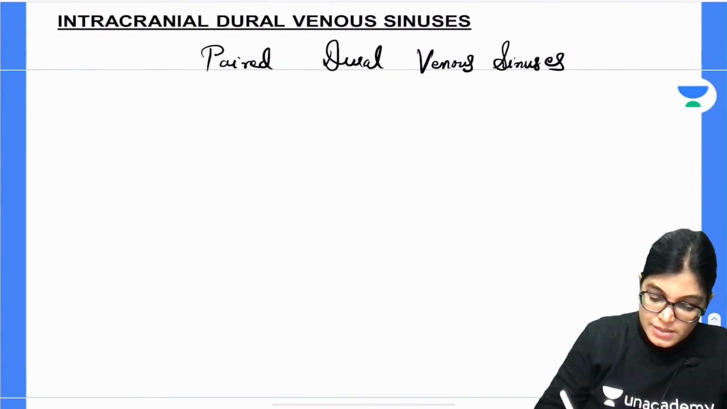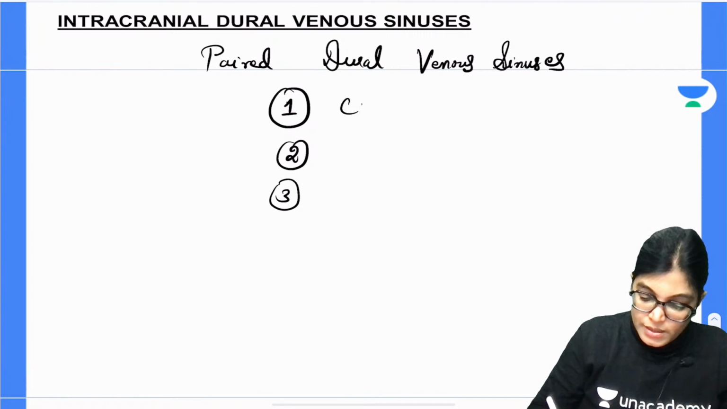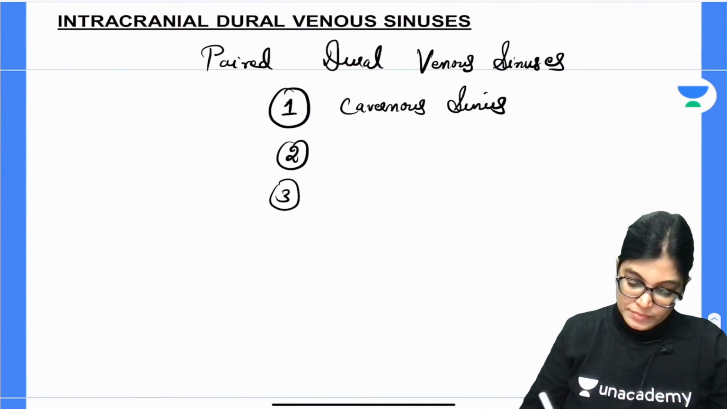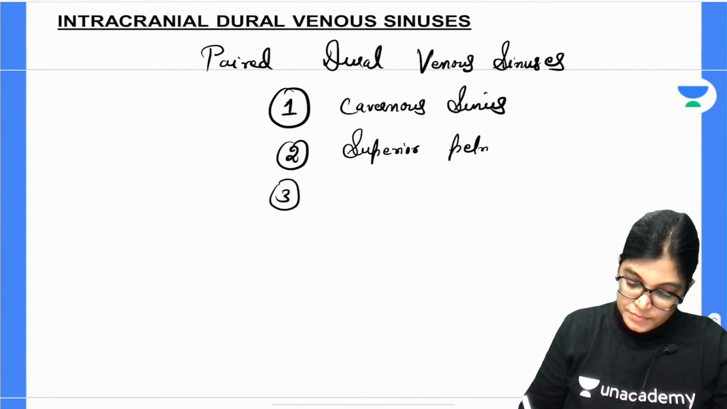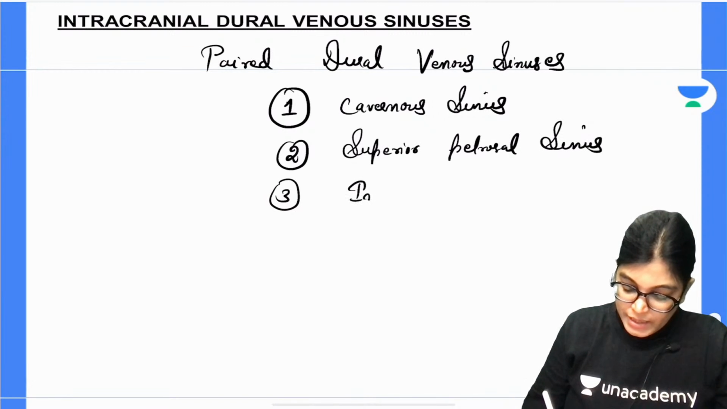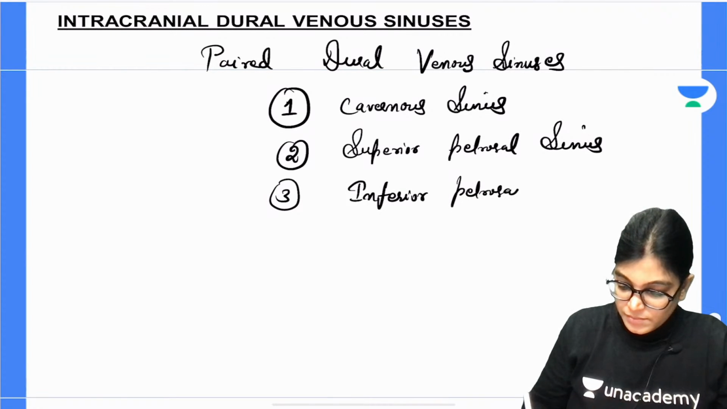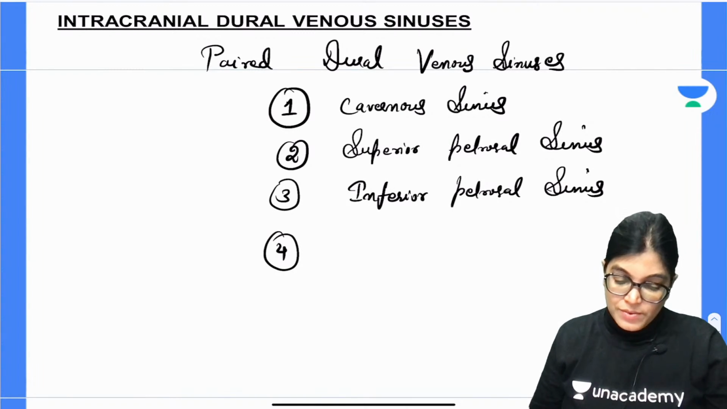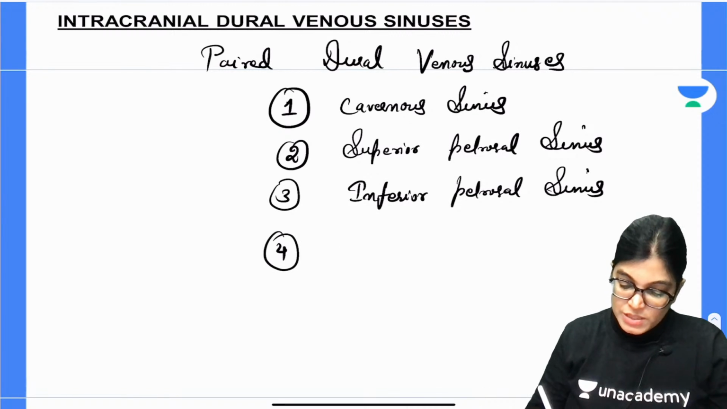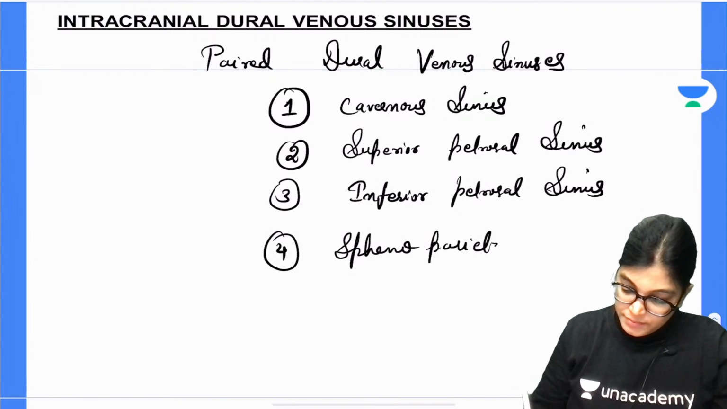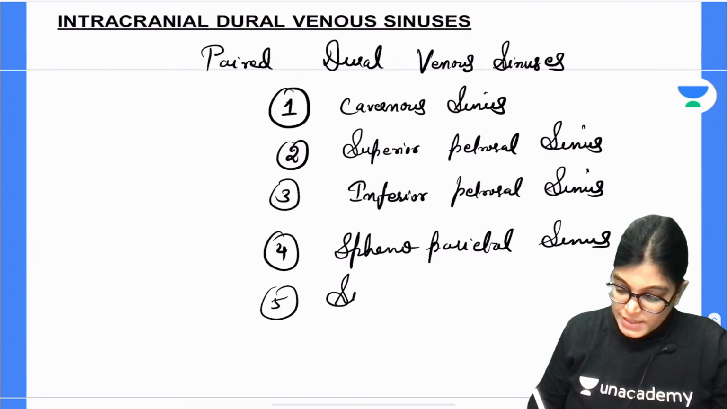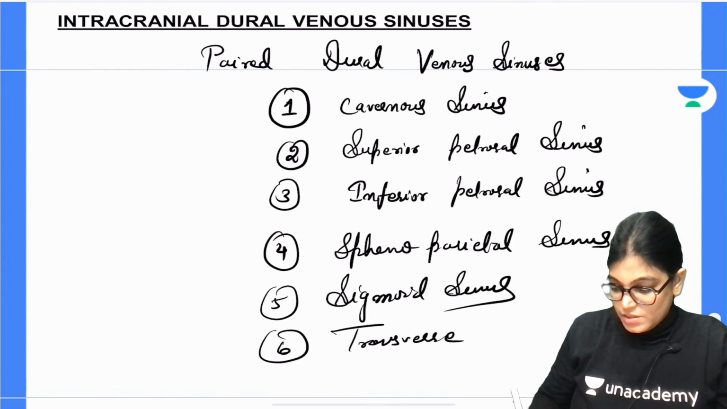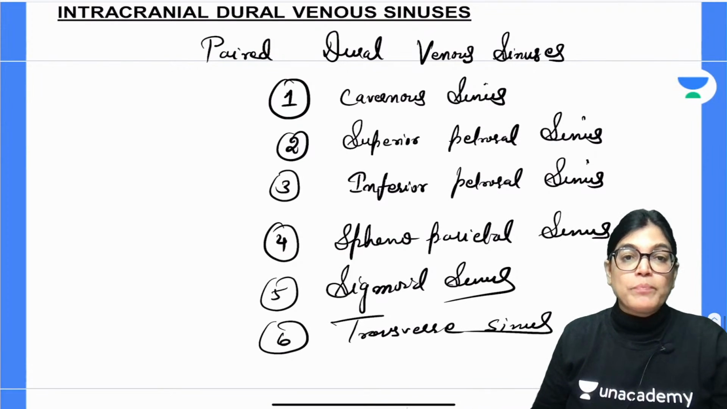The paired dural venous sinuses are the following: cavernous sinus, superior petrosal sinus, inferior petrosal sinus, sphenoparietal sinus, sigmoid sinus, and transverse sinus, right and left. So, these are all examples of paired dural venous sinuses.